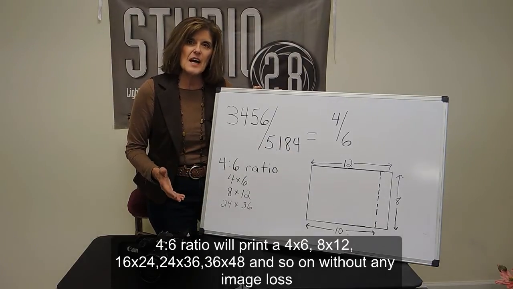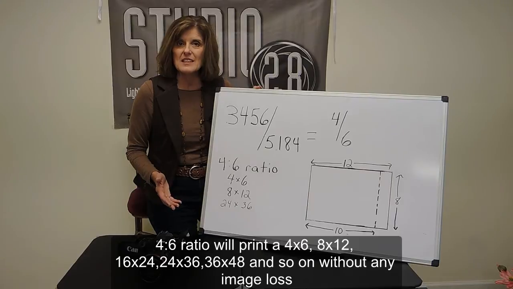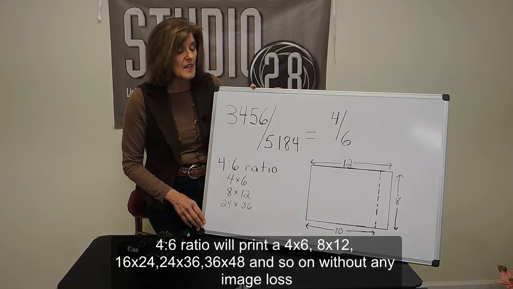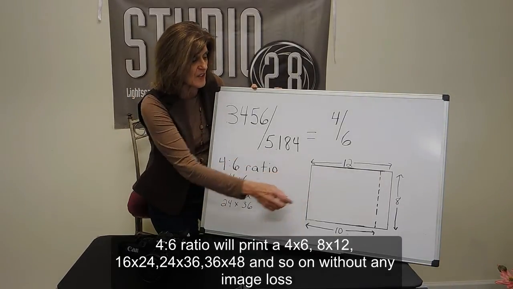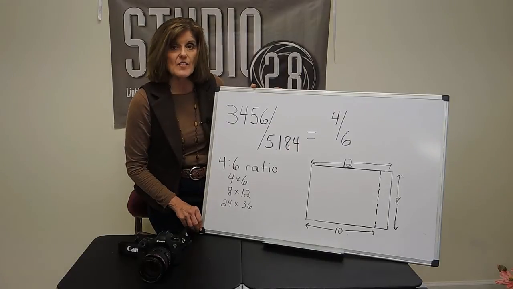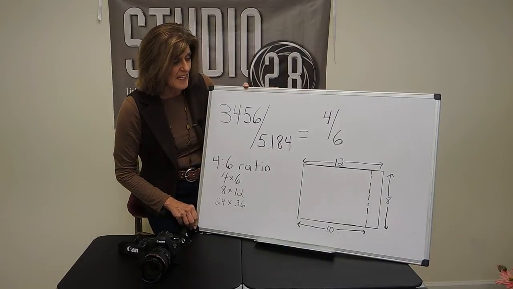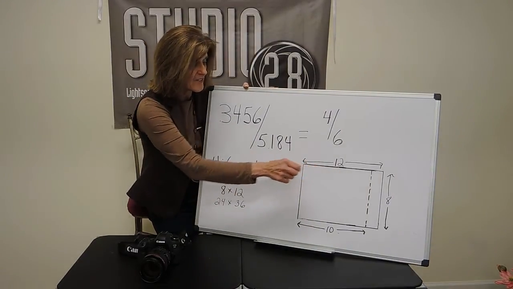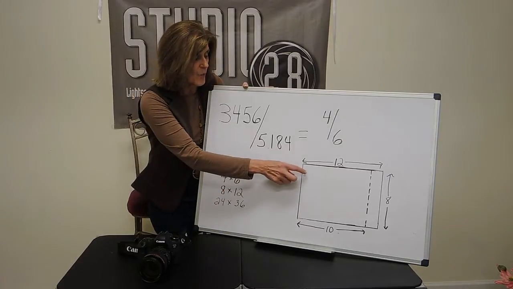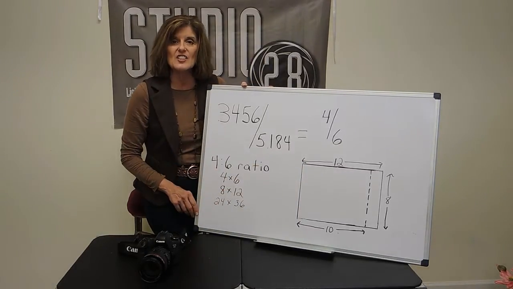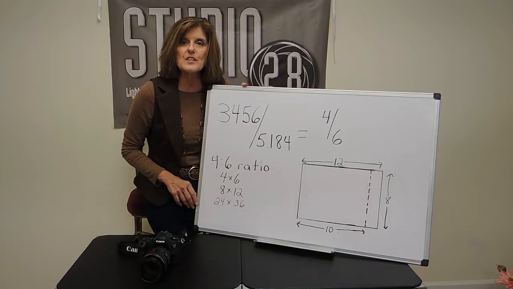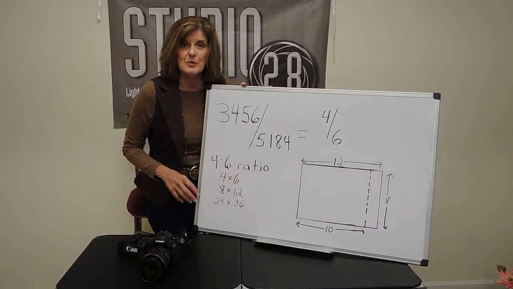So it gets a little bit complicated if you want to print an 8 by 10 or a 16 by 20. So let's take a look at this imaginary image. It is sized 12 by 8. In order to make an 8 by 10, you would have to cut off 2 inches on one side, or 1 inch on one side and 1 inch on the other. So you would lose some of your image by doing that.